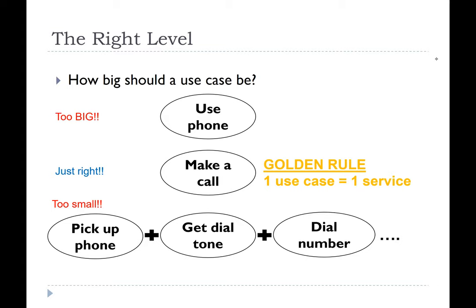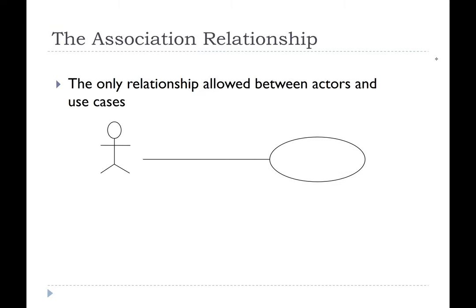We'll see in a moment that there are certain situations where we can violate this rule as an exception, when it's really, really justified. But we'll get to that in a moment. Okay. So now that we've described this, let's describe the main relationship that exists between actors and the use cases.